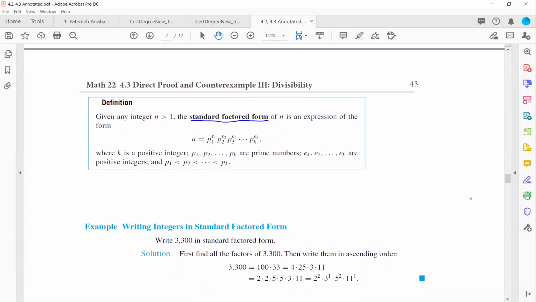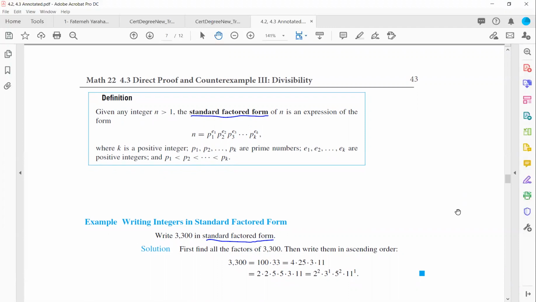Consider 3300. Our goal is to write this number in standard factored form. The factorization of this number is 100 times 33. 100 is 4 times 25 times 3 times 11. 4 is 2 squared, 25 is 5 squared, and 3 is 3 with power 1, and 11 has power 1 as well. 2 squared, 3 to the first, 5 squared, and 11 to the first power is standard factored form for this number.